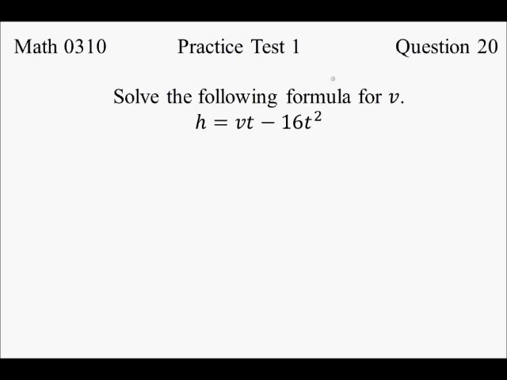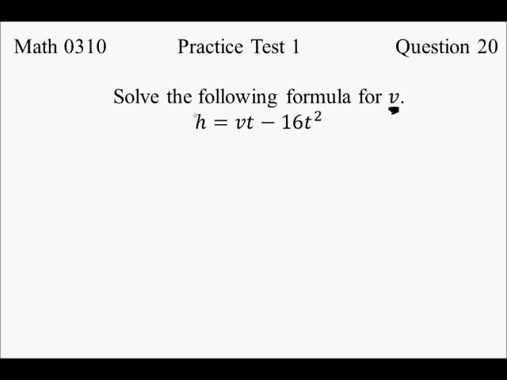Question 20. Solve the following formula for V. Again, we are trying to solve for V, which means we're trying to get V by itself. V equals some expression. We have h equals v times t minus 16 times t squared. When we're trying to solve for a specific variable, we want to gather all instances, or any term that has that variable in it, together on the same side of the equal sign and get everything else on the other side. So we search for any terms that have v in them.